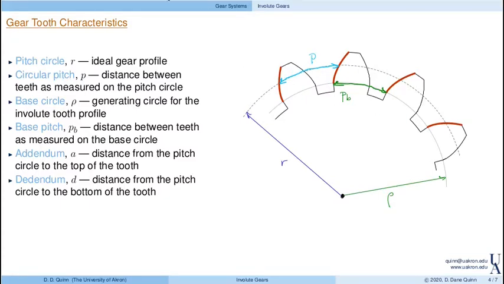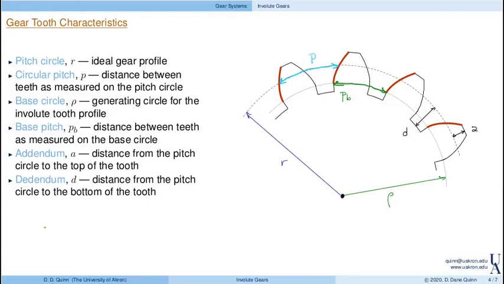And then finally, we have a couple of other measurements. We have the addendum, which is the distance from the pitch circle to the top of the teeth. We'll call that A. And then we have the dedendum, which is the distance from the pitch circle to the bottom of the teeth. And that'll be D. Notice that the dedendum can actually extend below the base circle if needed, but we don't want contact to occur there because we want the contact to follow the involute profiles that we discussed earlier.